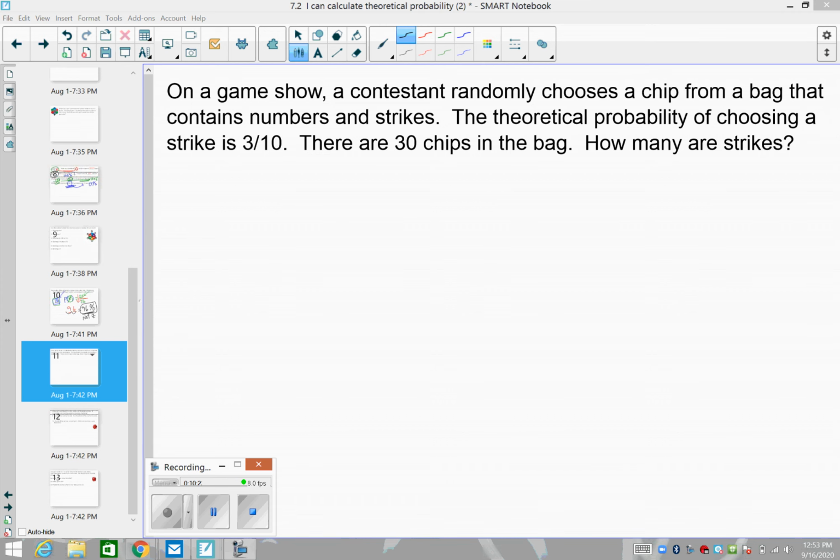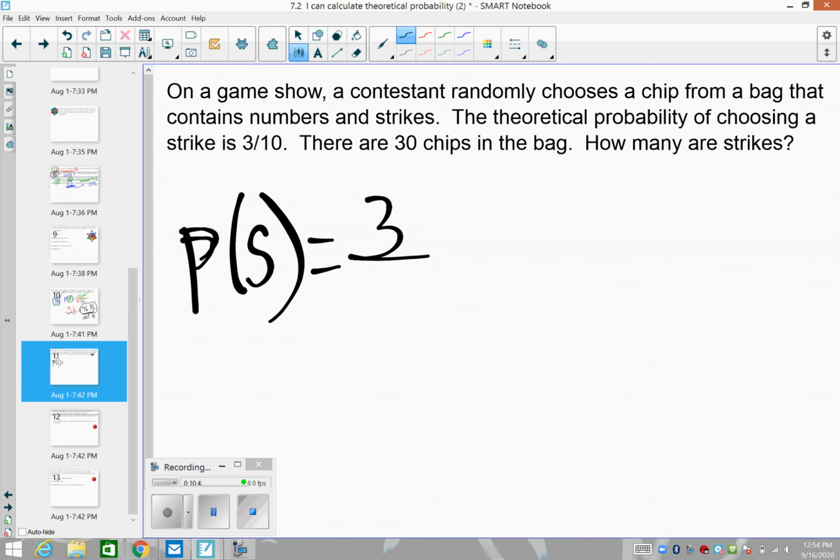All right, on a game show, a contestant randomly chooses a chip from a bag that contains numbers and strikes. So you have this bag that some of them have numbers and then some of them have like a strike. That means like you lost. The theoretical probability of choosing a strike, that stands for strike, is 3 out of 10 chance. That of the 10, 3 of them would be strikes.